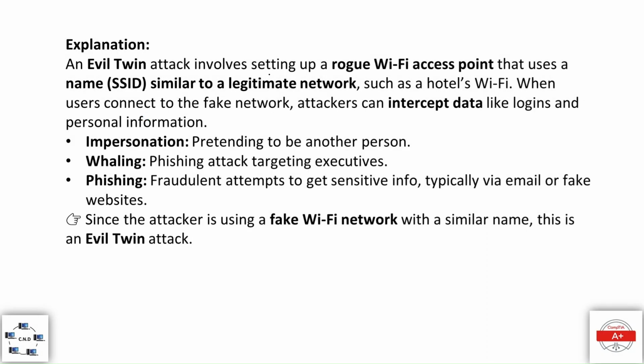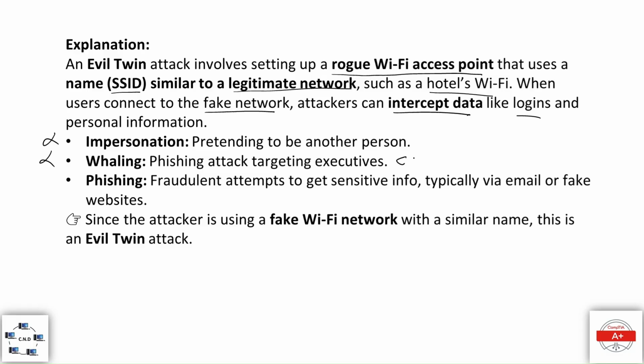An evil twin attack involves setting up a rogue Wi-Fi access point that uses a name, or SSID, similar to a legitimate network such as the hotel's Wi-Fi. When users connect to the fake network, attackers can intercept data like logins and personal information. The incorrect option, impersonation, is pretending to be another person, which is not the case here. Whaling is basically a phishing attack that targets executives.